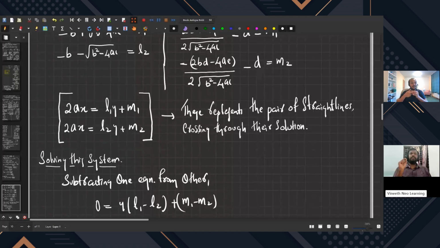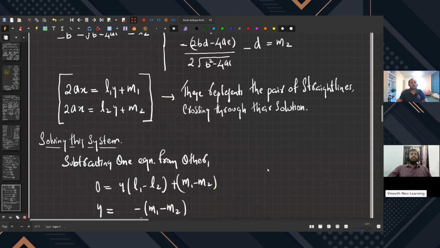In order to find the point of intersection of a pair of straight lines, you have to solve the pair of straight lines. That is how you can connect that idea with this equation. Essentially, when we are solving a pair of straight lines, both the x coordinates and y coordinates will be the same. So if 2x equals L1y plus m1, that should also be equal to L2y plus m2, isn't it? At the point of intersection.